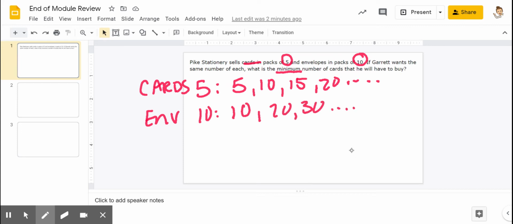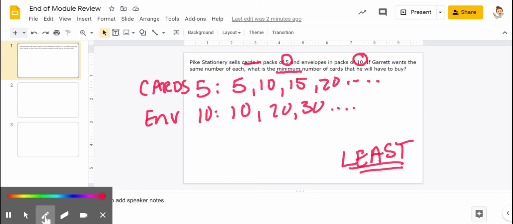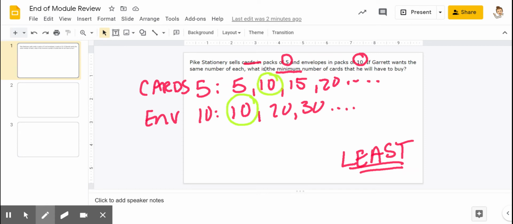Now, least common multiple means I'm looking for the smallest that they have in common. And if I look over here, the very first number that I see in common is that 10. I also see that there's a 20, and eventually there will be more. But because I'm looking for the least common multiple, I want the smallest. So the least is 10.